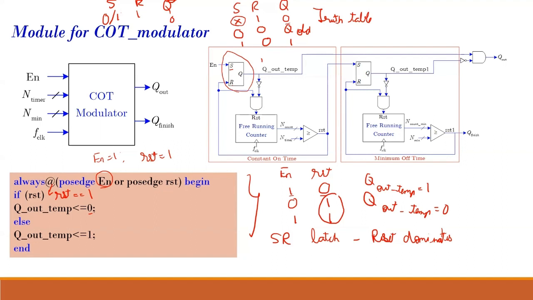You are saying reset dominated because it is if RST, right? If you write if enable, then it will be set dominated. But in our particular application, we want it to be reset dominated. I don't know exactly which architecture you're referring to, but in our case, for constant on time modulation, we want it to be reset dominated, and based on that we have written the code. Okay, so now we will proceed.